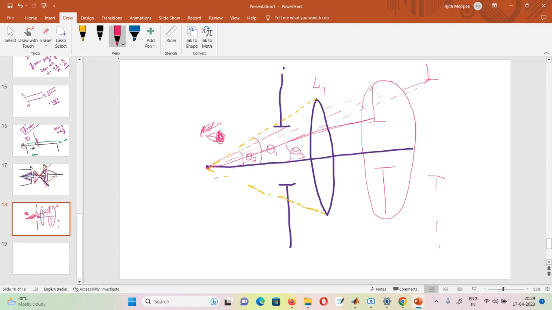If you are measuring the entrance pupil, you have to see how it appears from the lens which is at the left side. Okay, sir. Yeah. So this is the way you have to calculate it.